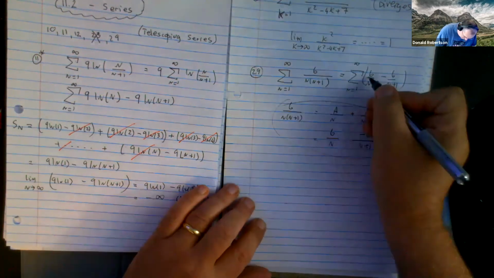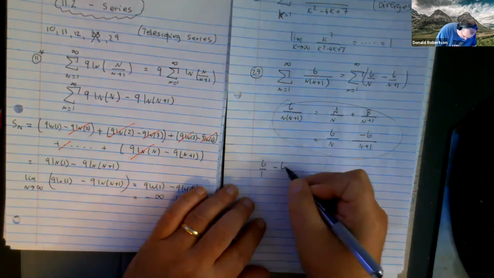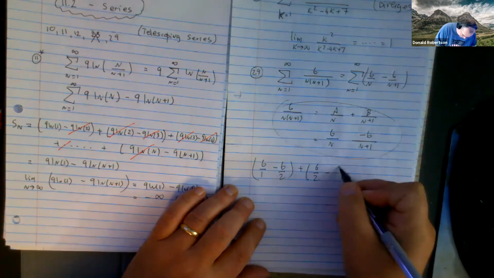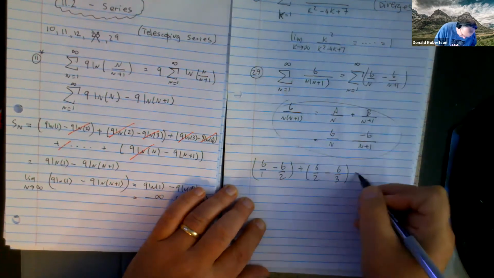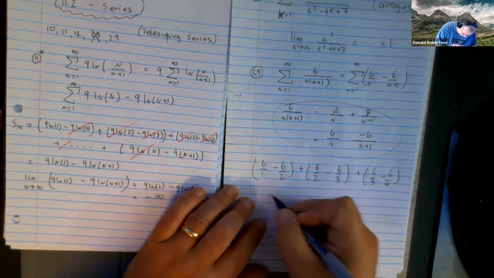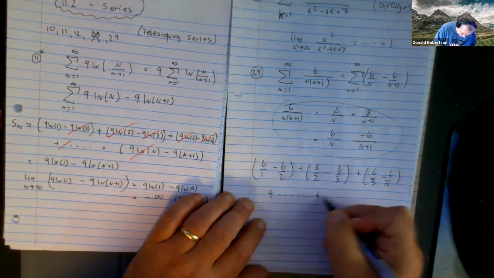If you plug in 1, you get 6 over 1, take away 6 over 2. If you plug in 2, you get 6 over 2, take away 6 over 3. If you plug in 3, you get 6 over 3, take away 6 over 4. And then you've got the last guy.